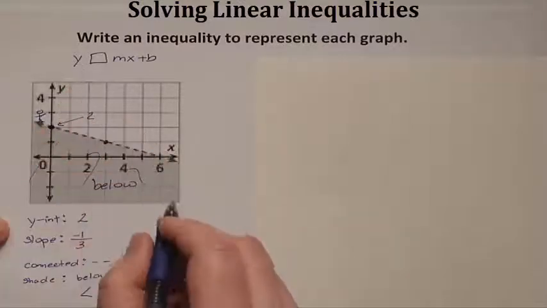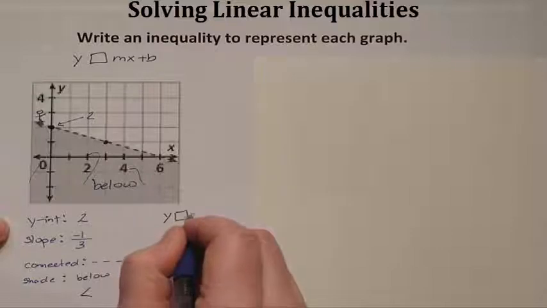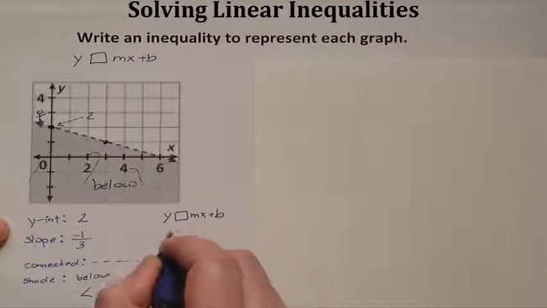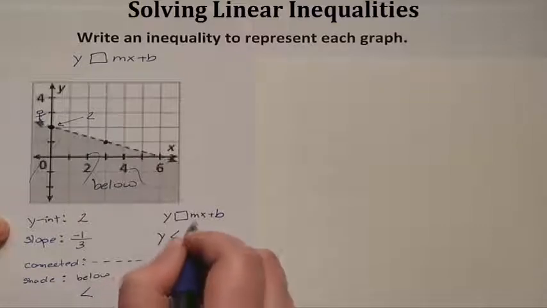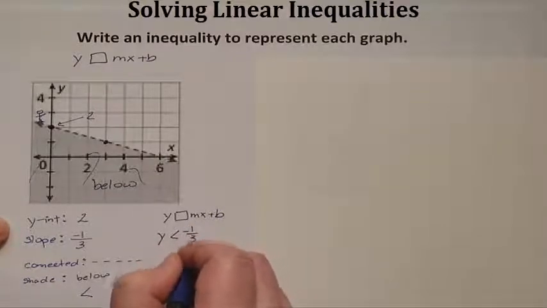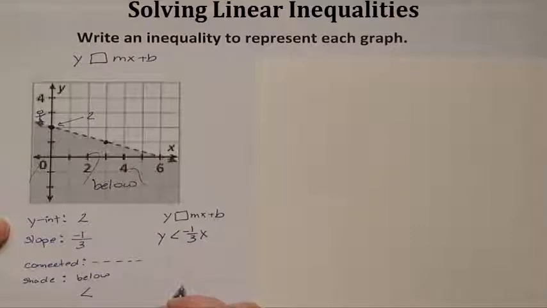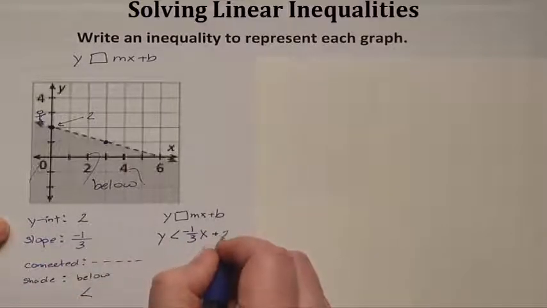So if I have to write this in y, some inequality, mx plus b form, I have y, the inequality that is below and dashed. I need my slope of negative 1/3. If that is my slope, it needs to be stuck to x. And I'm supposed to add my y-intercept, so I'm adding a positive 2.